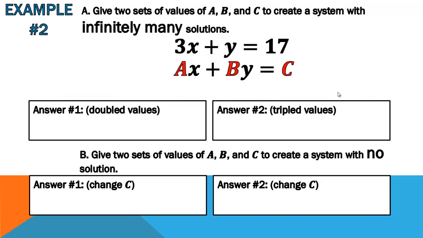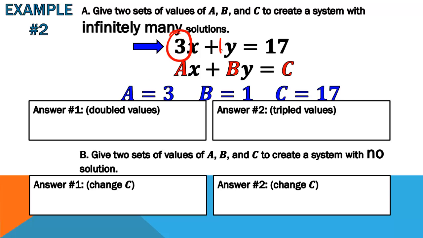Alright, so let's try it again. This time I'd like you to pause it and see if you can come up with it. I'll give you this, though, that A is 3, B is 1, and C is 17. So see how we've got 3. Remember, there's a 1 there if there's nothing there, and 17. So that's how we get these numbers. Alright, so go ahead and do that.